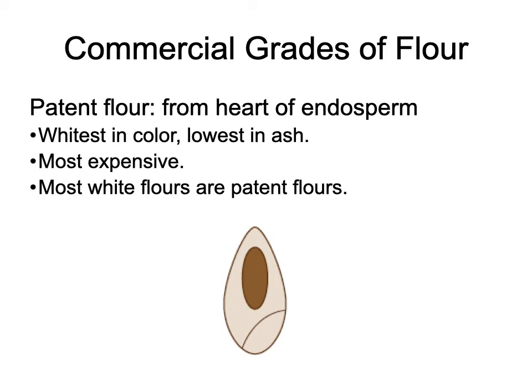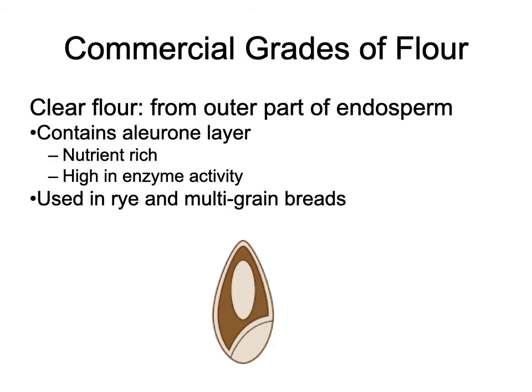So what happens to all the endosperm and everything from the outside? Well, that's the next one. It's called clear flour. It's from the outer part of the endosperm. It contains the aleurone layer, which is a nutrient-rich layer. It's on the very outside of the endosperm, really close to where the bran is. And because it's a darker color, it's used oftentimes in multigrain breads and rye breads because people don't mind if their bread has a darker color when they're buying those types of breads.